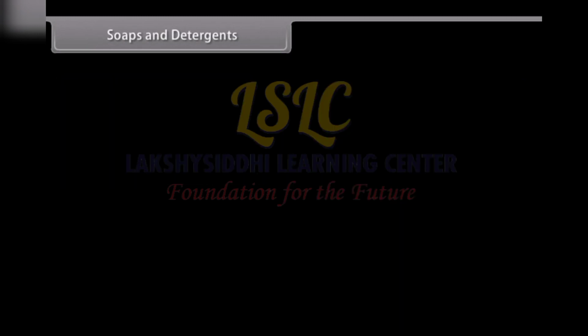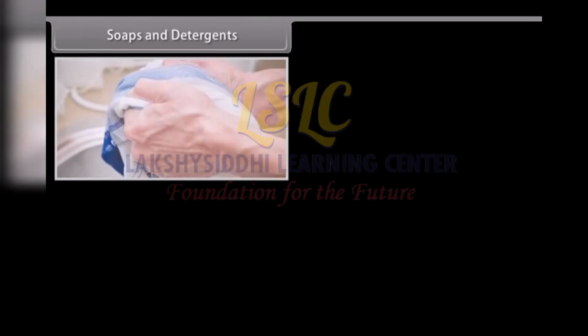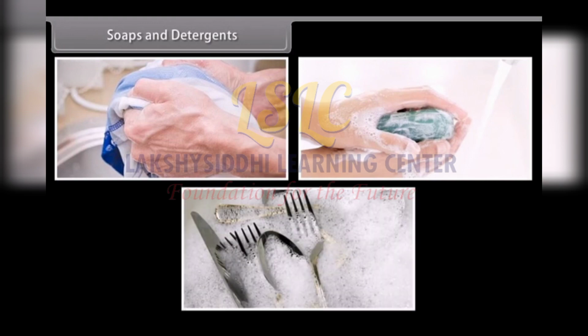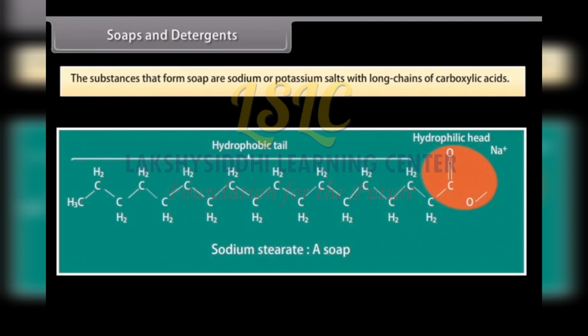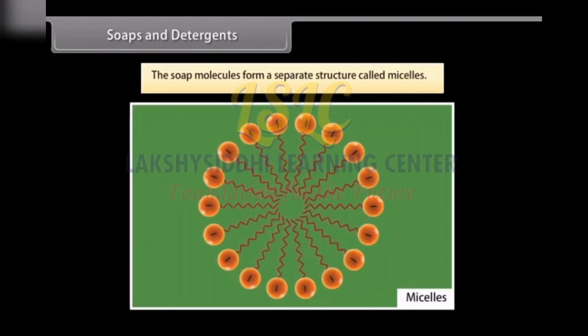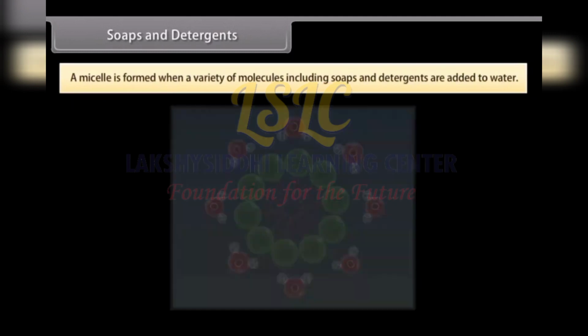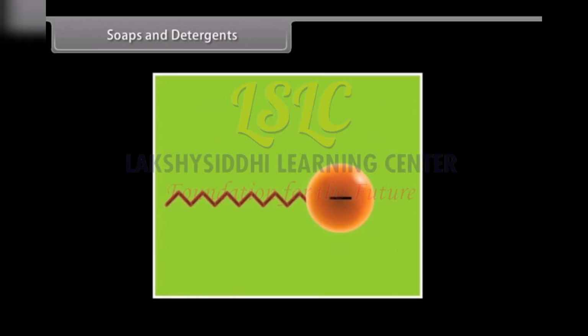Soaps and detergents. Soaps and detergents are used in our daily life to wash clothes, clean hands, clean utensils, etc. The substances that form soap are sodium or potassium salts of long chain carboxylic acids. The soap molecules form a separate structure called micelles. A micelle is formed when a variety of molecules, including soaps and detergents, are added to water. These molecules must have a strong polar head and a non-polar hydrocarbon chain tail.